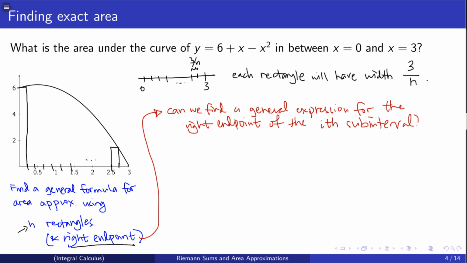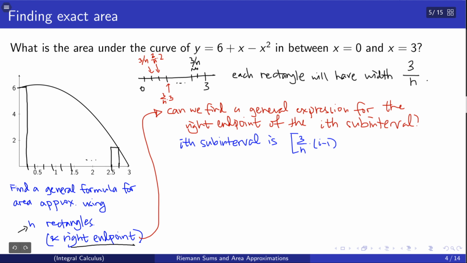But if you look at what each endpoint is, remember each interval here has width 3 over n. So the first endpoint is going to be exactly 3 over n. Right? It's just 0 as a starting point, and then you're adding the width of one subinterval. The second endpoint is going to be 3 over n plus another 3 over n, or 3 over n times 2. The third right endpoint is going to be 3 over n times 3. And you kind of see a pattern here. In general, if you look at the ith subinterval, its left endpoint is going to be 3 over n times (i minus 1), because there have been i minus 1 subintervals before that. And the right endpoint is 3 over n times i.